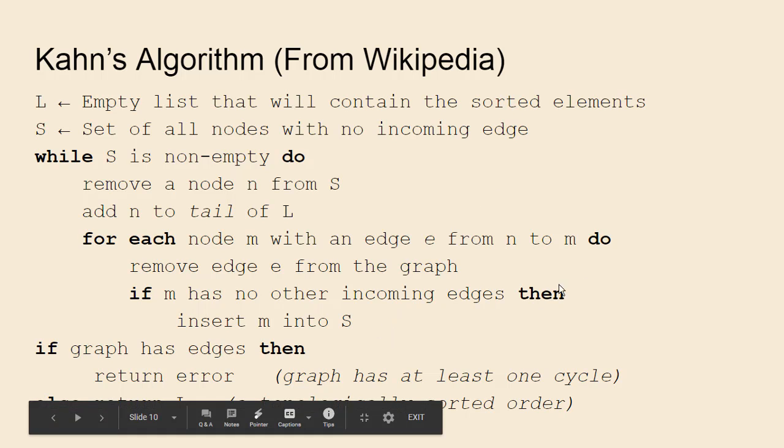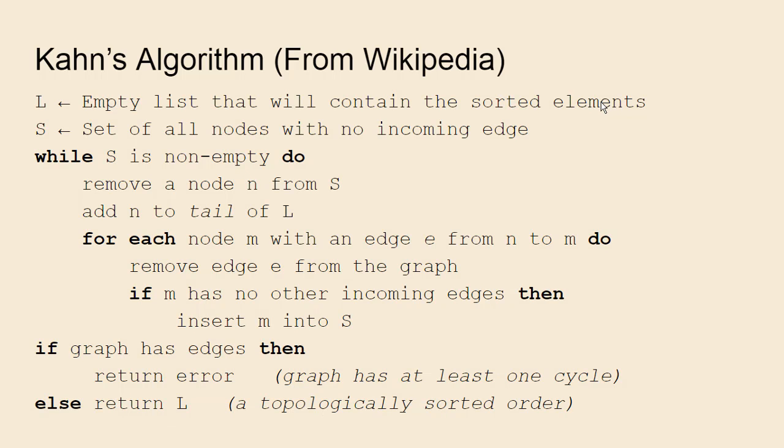So when we exit the loop, we can check whether we have performed a full topological sorting, and there are a few different equivalent conditions for checking that. The pseudocode on this slide says if the graph still has edges that have not been removed, then that means there are still things in the graph that we have not added. So that means the graph has a cycle. If the graph has no edges at this point, then we can return L.